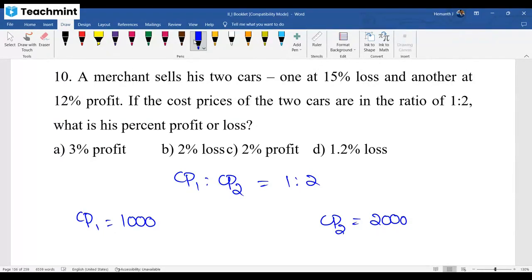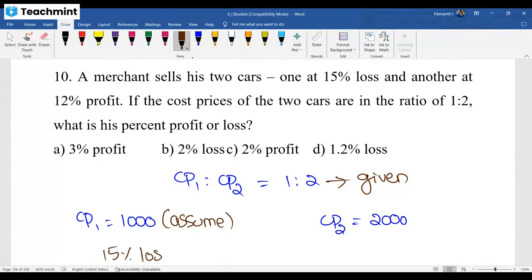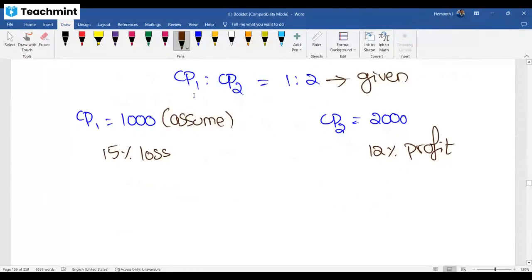So CP1 we assumed as 1000, CP2 as 2000 because of the 1:2 they have given. Satisfying this, I'm taking 1000 and 2000. You can take 100, 200, or 10,000 to 20,000 also. No problem. Then what is the first one? 15% loss. Second one, 12% profit. Now, don't waste your time by calculating SP1 and SP2.